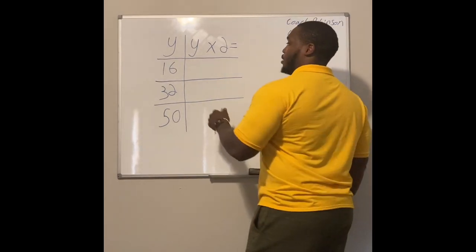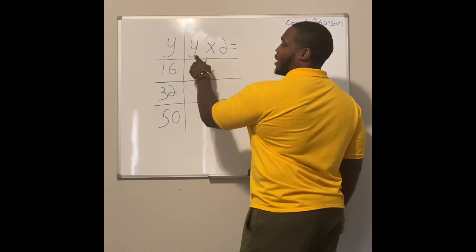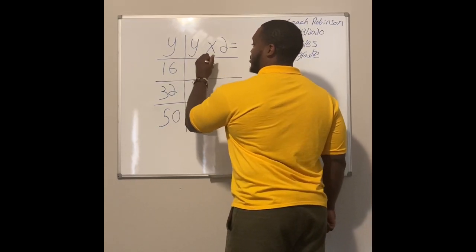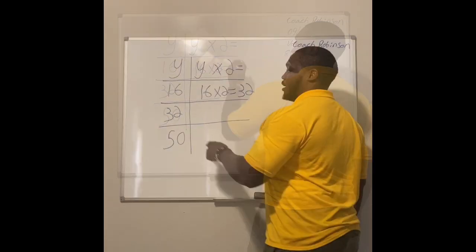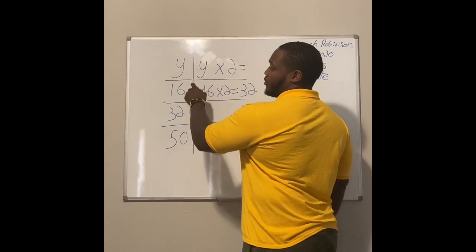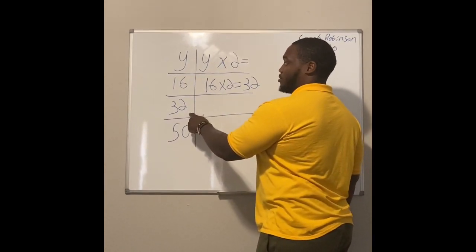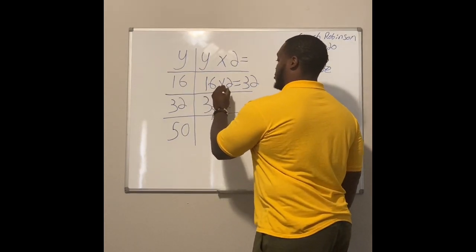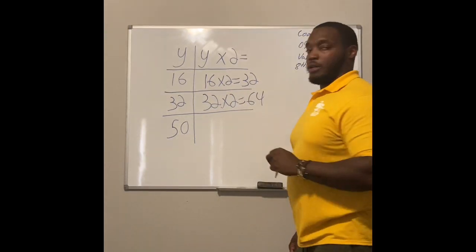So for this one, 16 is equal to y times 2. So you will write the problem, 16 times 2 equals 32. So they indicate what the variable y equals. So in this case, it's 32. So you will write the problem, 32 times 2 equals 64, right?